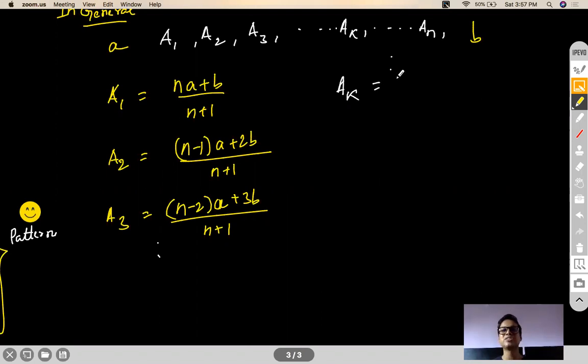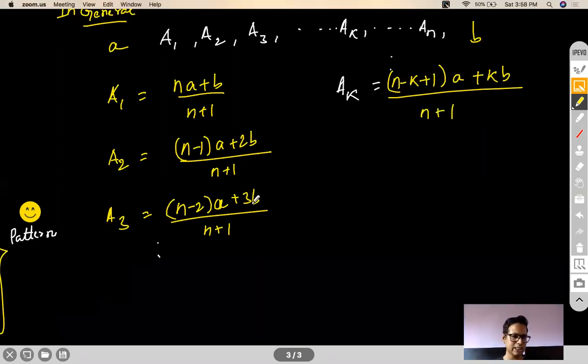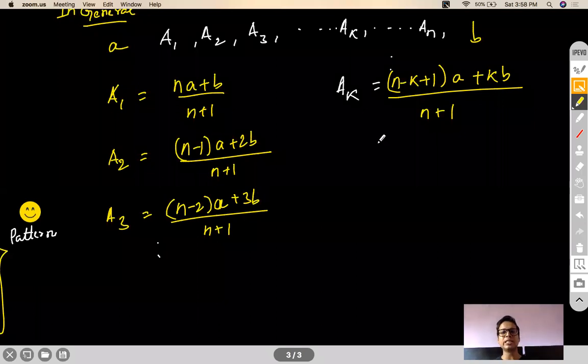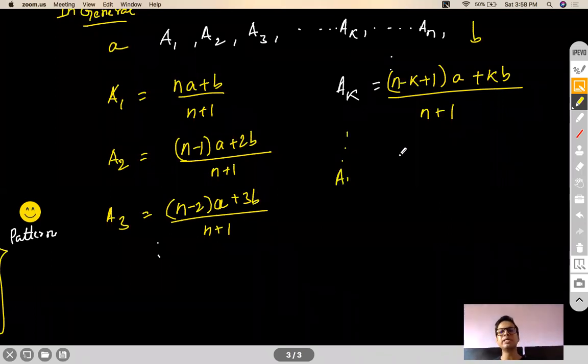Correct, Aditya. So it will be a plus (n minus k) times a plus k times b, divided by n plus 1. Yes, Shreyas, that is also acceptable. So a_n finally would be a plus nb by n plus 1. Any questions, any concerns, please do let me know.